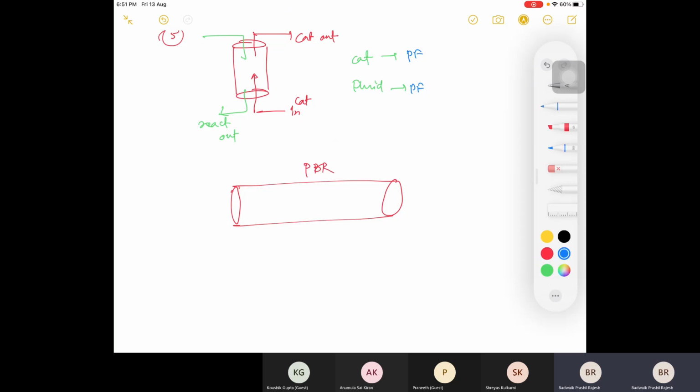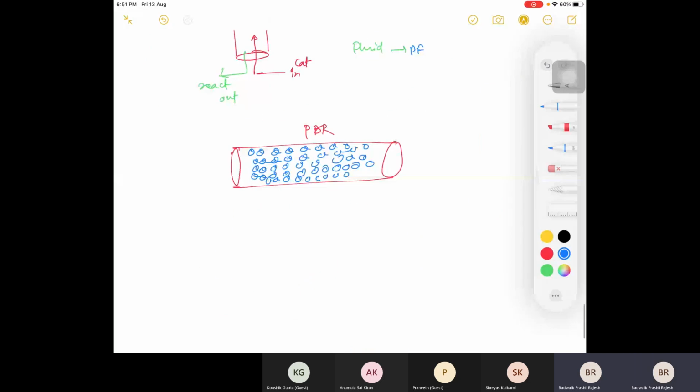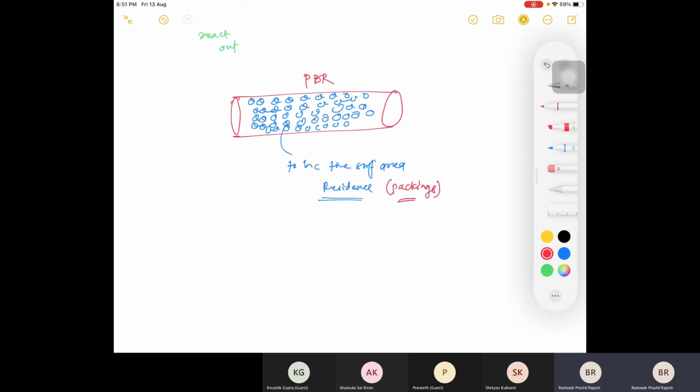What do you mean by packed bed reactor? There are catalyst particles or some surface there to increase the contact time. In mass transfer lab, you must have studied this. So these are called packings, to increase the surface area or residence time. I am putting these packings. You may write here as packings, right?